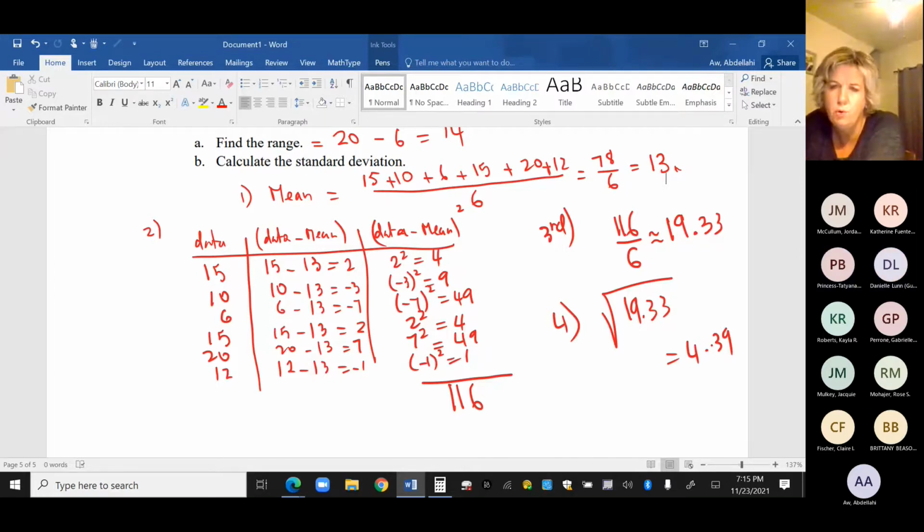I don't see how you got the 4.39. I got the 19.33. That's the square root of 19.33. That's where we get the 4.39. When you take the square root of 19.33, you get 4.39 or 4.4. You can round. Okay?